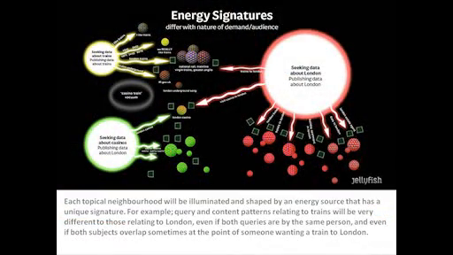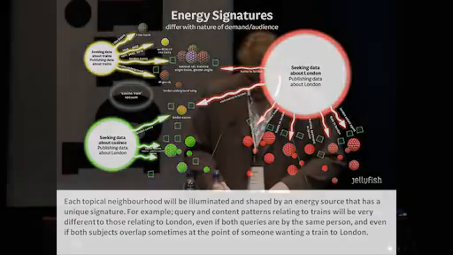Zoom out. Each topical neighborhood will be illuminated and shaped by an energy source that has a unique signature. For example, query and content patterns relating to trains will be very different to those relating to London, even if both queries are by the same person, and even if both subjects overlap sometimes at the point of someone wanting a train to London. Zoom in.